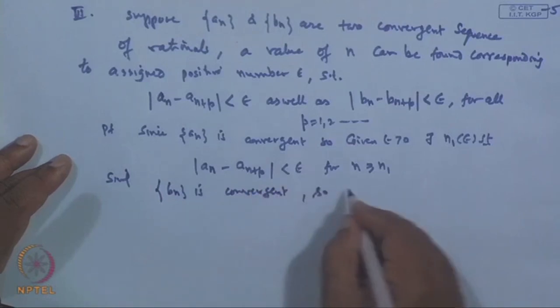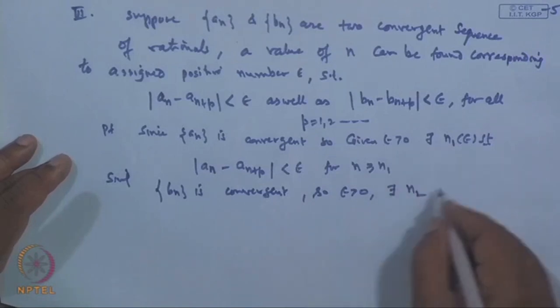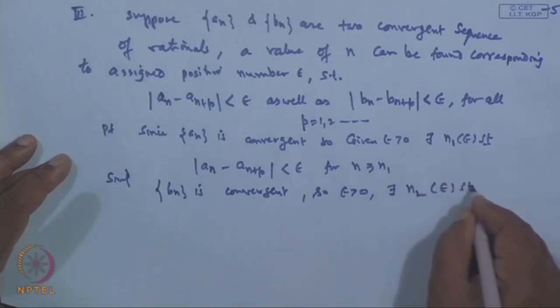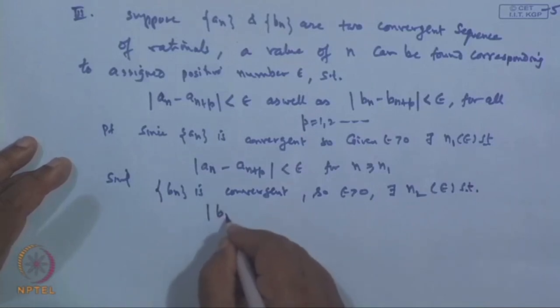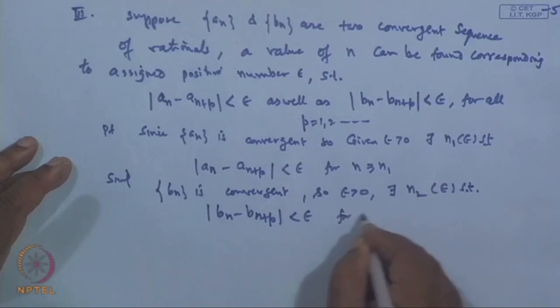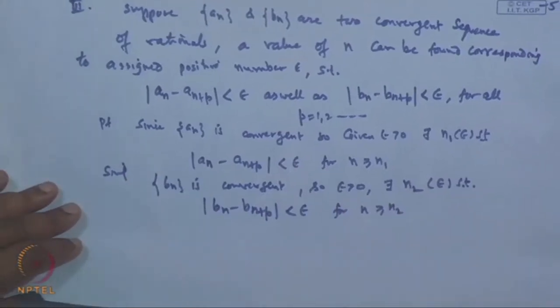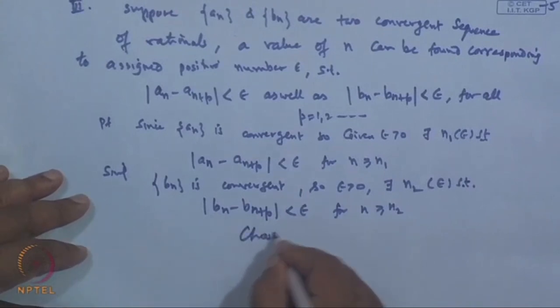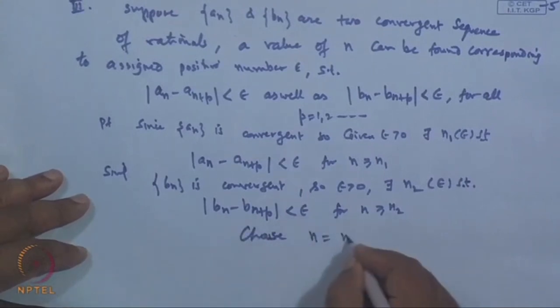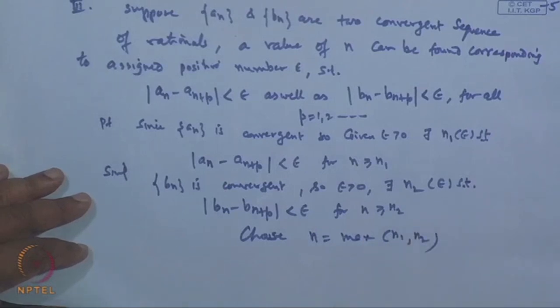So, for the same epsilon greater than 0, there exists an n2, depending on epsilon, such that modulus of b_n minus b_(n+p) remains less than epsilon for all n greater than n2 and p of course 1 to 3. Then choose n to be the maximum of n1 and n2, say n naught, the maximum of these.